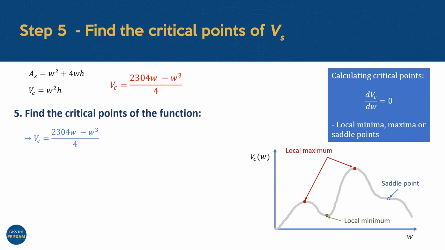These points help us determine whether the volume is increasing, decreasing, or reaching an extreme value. If we visualize the volume function as a curve, these critical points correspond to peaks, valleys, or points where the slope momentarily flattens out.